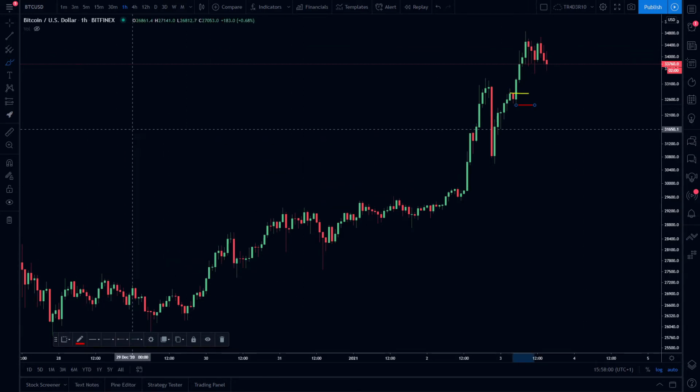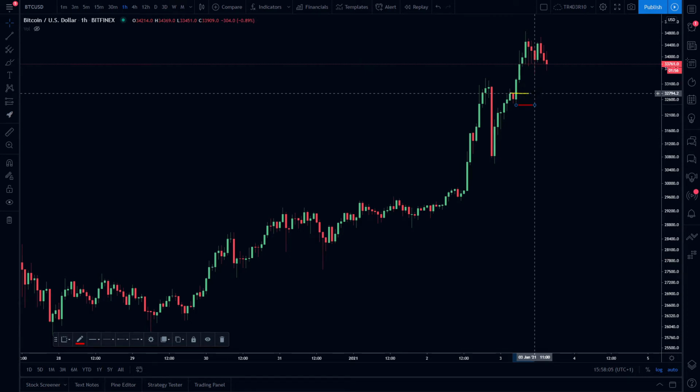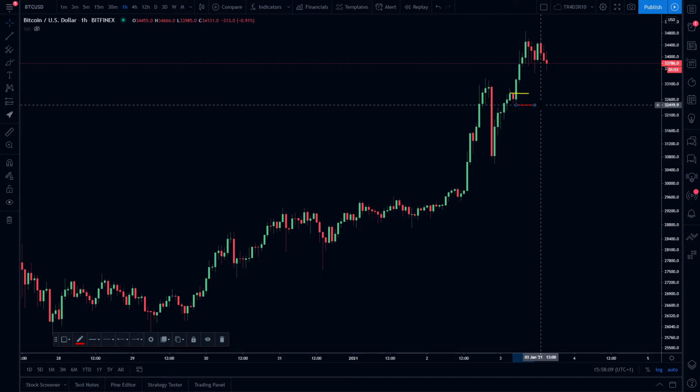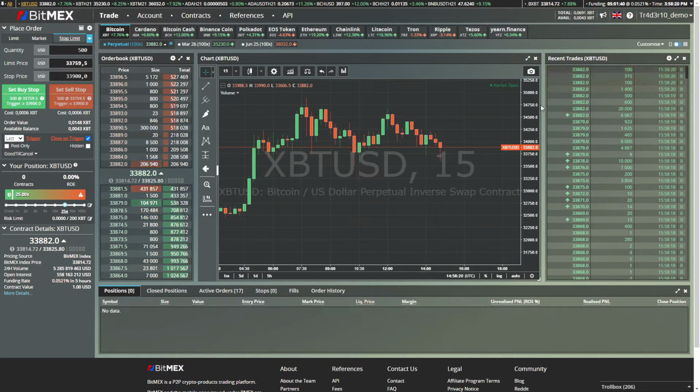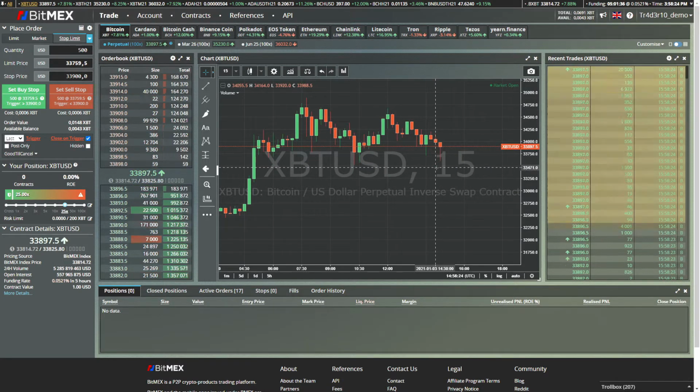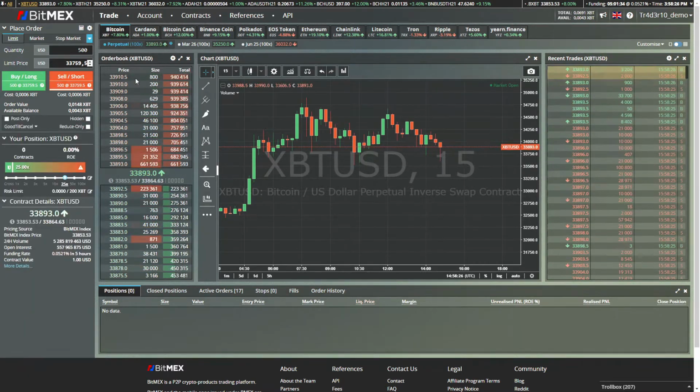This is just a random trade. So buy 32,800 and close the position if it's going below 32,420. So let's go to an actual exchange and show how you can do this trade. So this is Bitmex, just an example of an exchange.